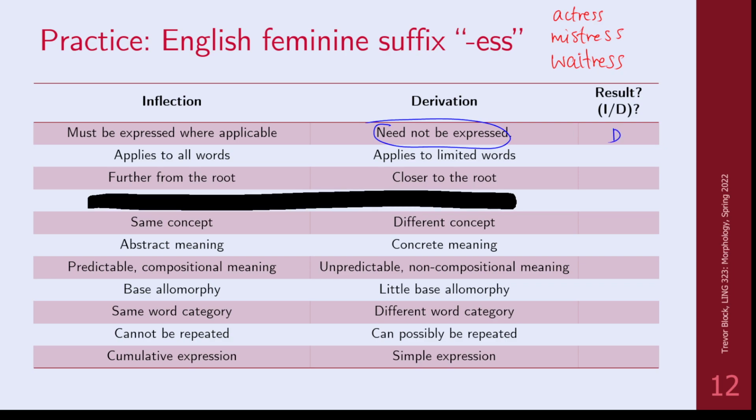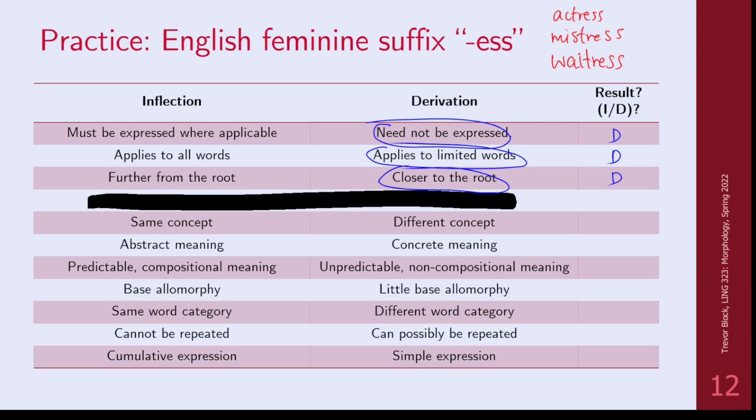What about the second part? Does it apply to all words or just some words? Well, in the case of nouns, it does not apply to every noun. It has to apply to people and only a very limited subset of people or professions. So this is very limited. It is closer to the root, and we know this because we can add a plural -s at the end to make waitresses. So that behaves very derivationally.